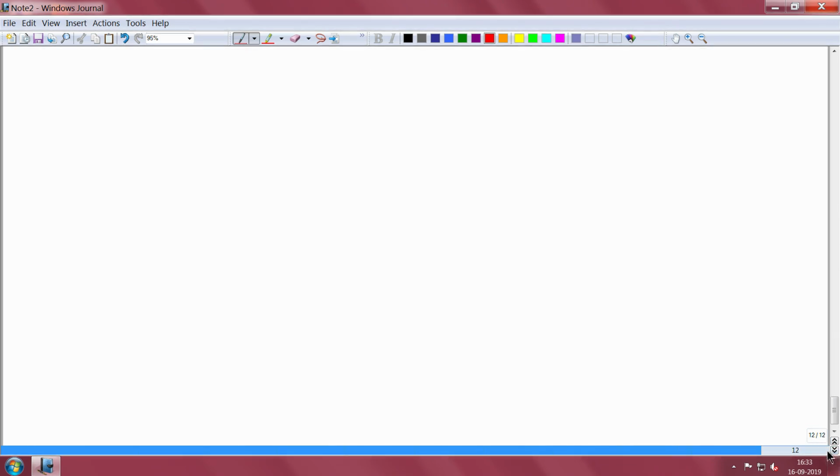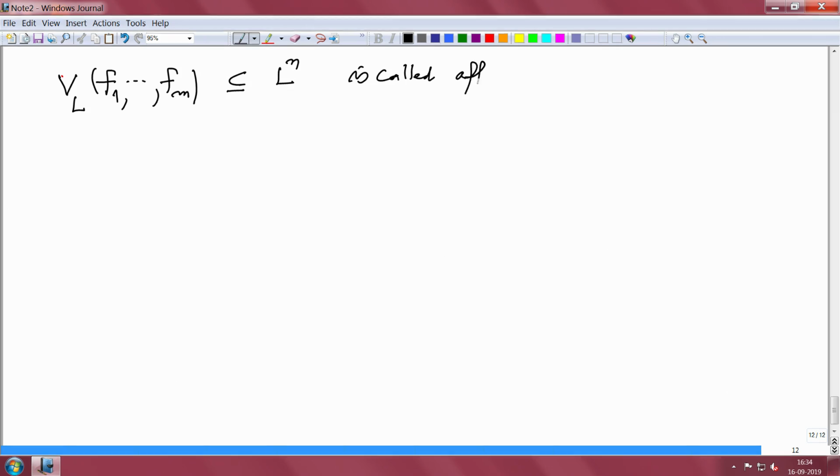So going back, this V_L of f1 to fm is a subset of L power n. This is called an affine algebraic set over K.